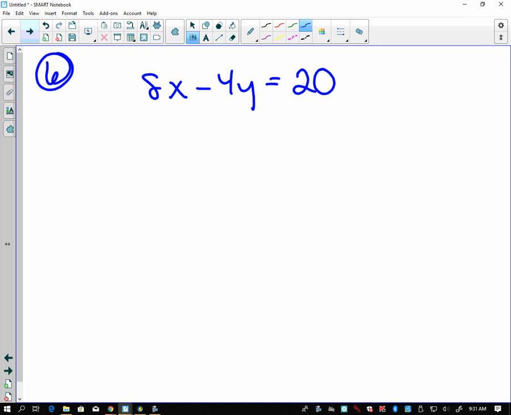Okay, what do I do to get this into slope-intercept form? Real quick, what is slope-intercept form, Abby?